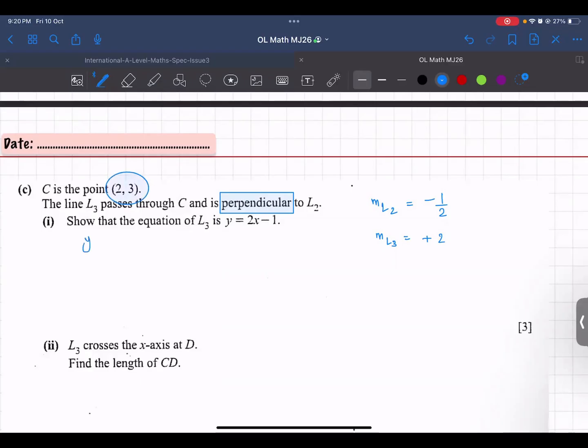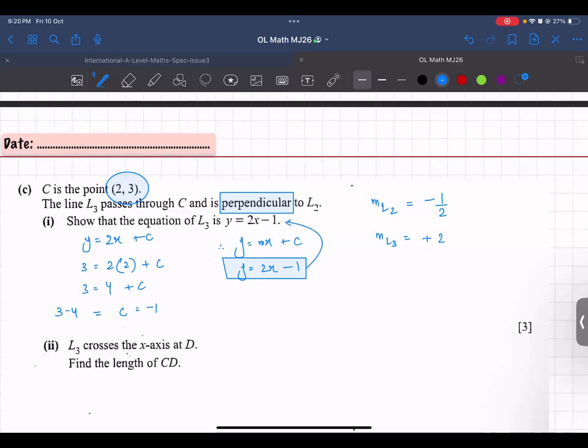So you would use y is equal to mx plus c, so y is equal to 2x plus c. So y is 3, x is 2. So 3 is equal to 4 plus c. And c is equal to 3 minus 4, which will be minus 1. So your equation becomes y is equal to mx plus c, where your m is 2 and your c is minus 1. The exact same thing that they are asking us to show.